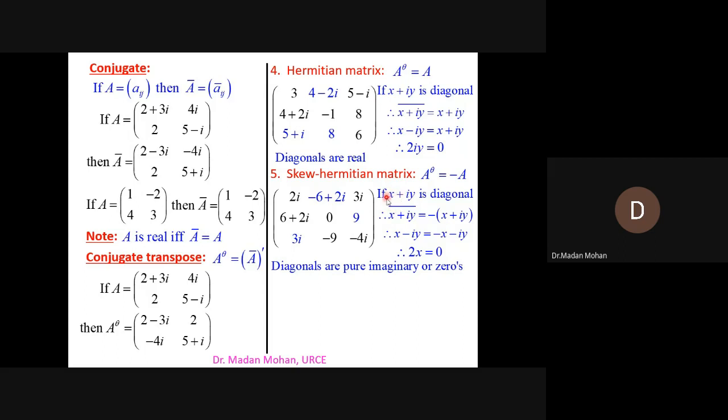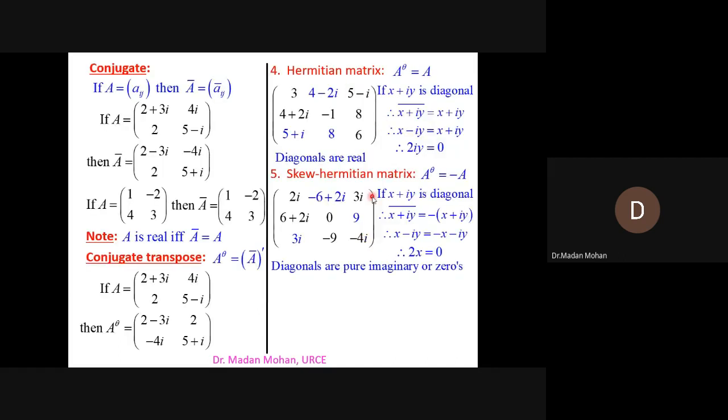It means that if x plus iy is a diagonal element of a skew Hermitian matrix, then x should be 0. You remain with i times 2, i times 0, i times minus 4. The diagonals are pure imaginary or 0, because 0 you cannot call imaginary. In the complex plane, with real axis and imaginary axis, in a Hermitian matrix the diagonals are on the real axis. In a skew Hermitian matrix, the diagonals are on the imaginary axis. This is about Hermitian and skew Hermitian.